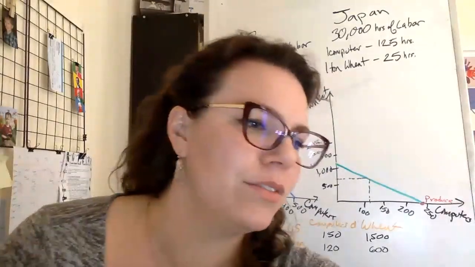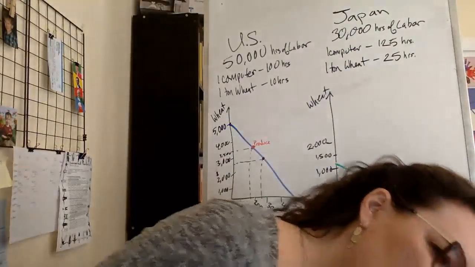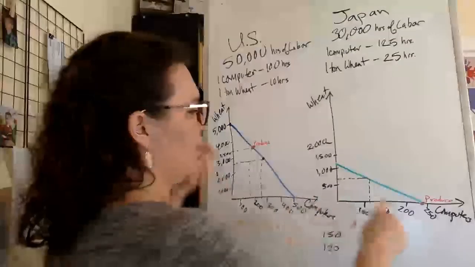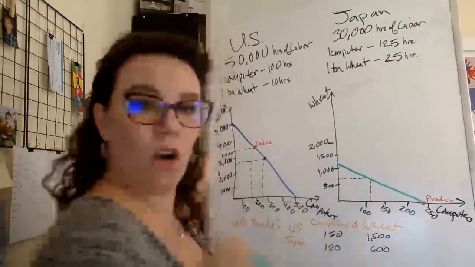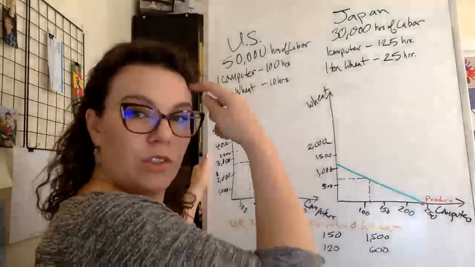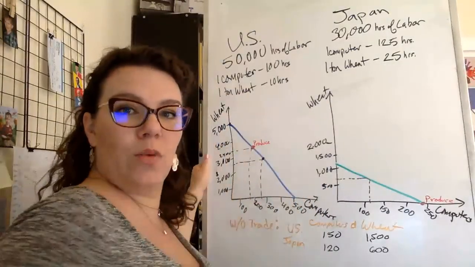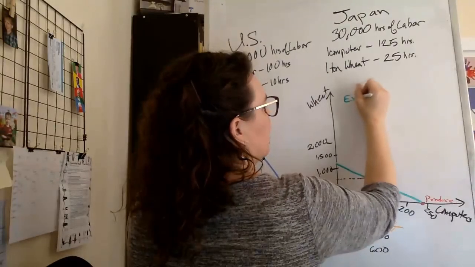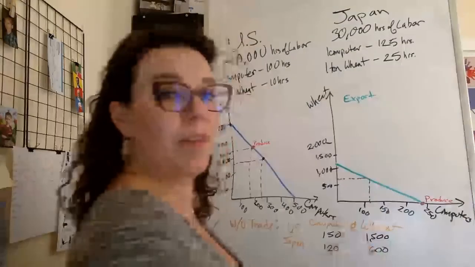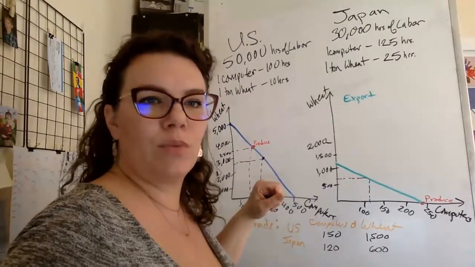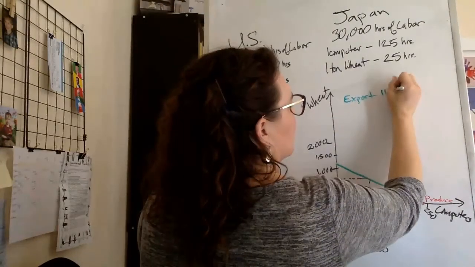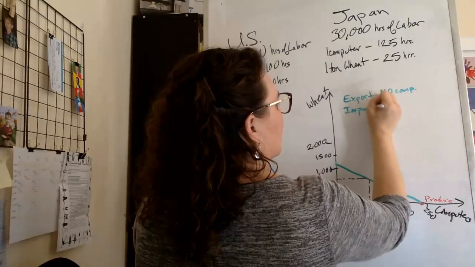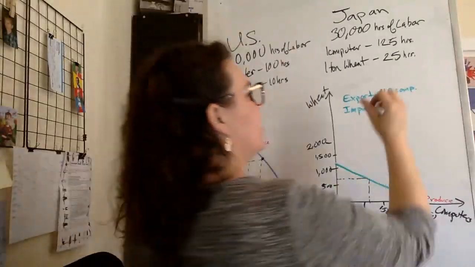We are going to have Japan produce all computers, right? They're going to produce 240 computers. And what they're going to do is they're going to export some of their computers. They're going to export 110 computers and import some of the US's wheat, 700 tons of wheat.